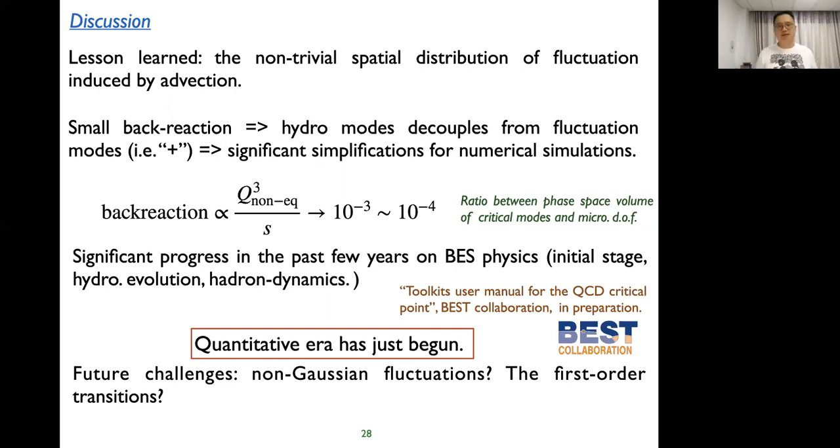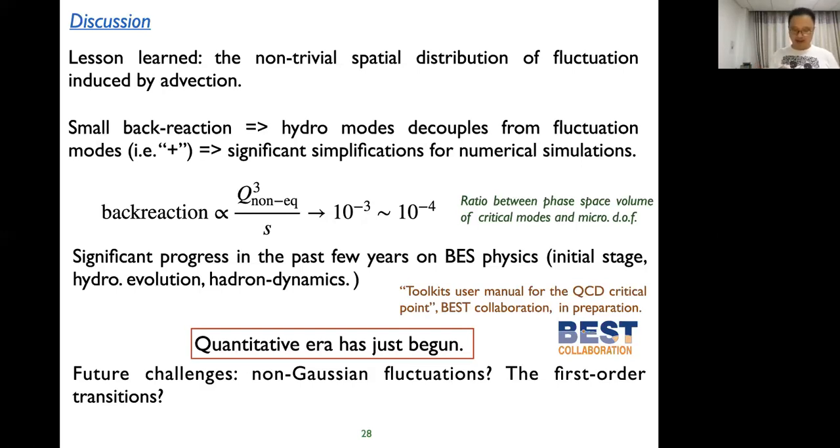Let me just quickly summarize the progress that people have made in the past year on the beam scan physics and the search for the QCD critical point, and on the exploration of the QCD phase diagram in the baryon rich regions. The short summary is this is a very rich program. We made progress on the initial stages, on the hydroevolution, and also on the stages after hydrodynamics. In fact, within the BEST collaboration, we are preparing a very long paper wrapping up what we learned in the last 5 years. The name is the toolkit user manual for the QCD critical point research.